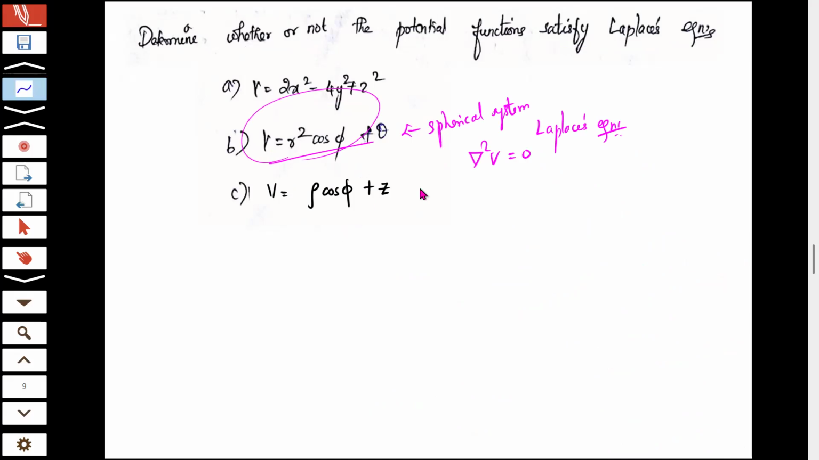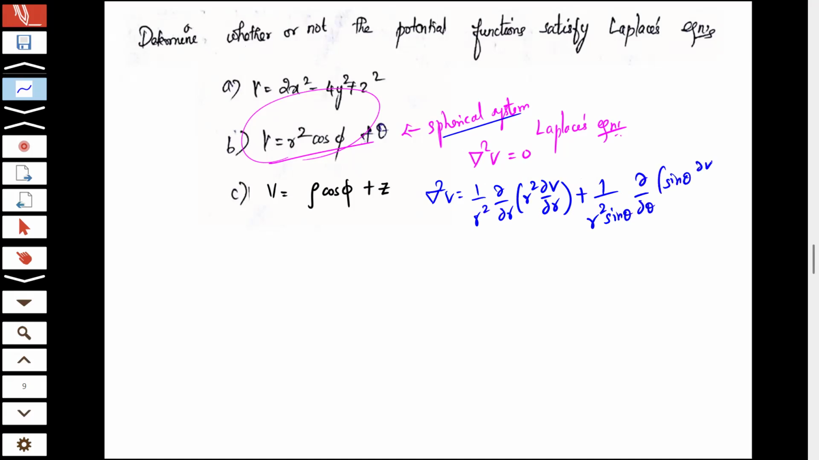So let me write del square v in spherical system formula. This is in spherical system 1 by r square dou by dou r of r square dou v by dou r. Then 1 by r square sine theta dou by dou theta of sine theta multiplied with dou v by dou theta. Then 1 by r square sine square theta dou by dou phi of dou by dou phi. So second order differentiation, I'm writing 2 times here. So now this potential function v is r square cos phi plus theta.